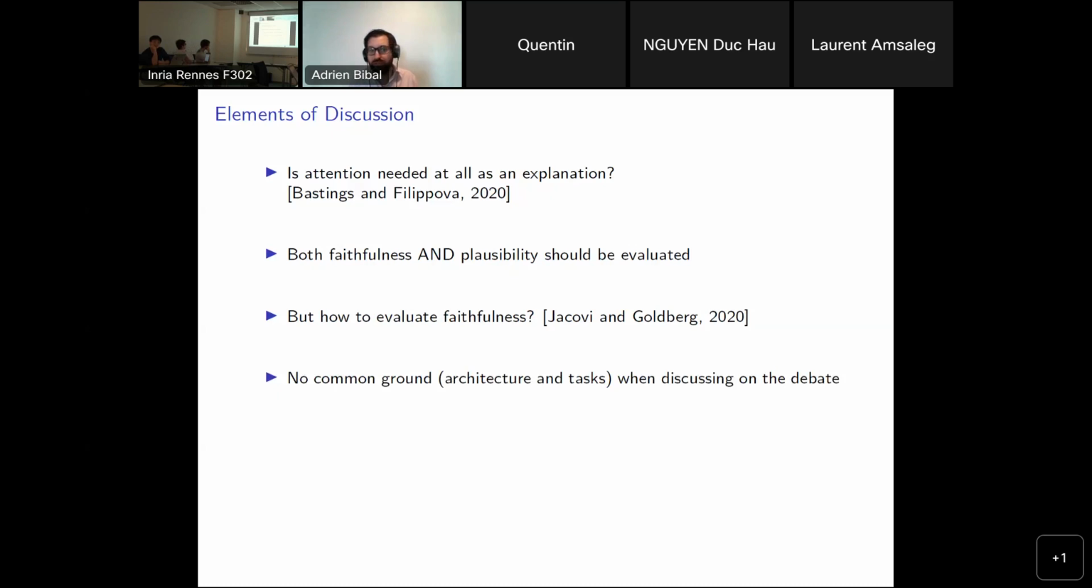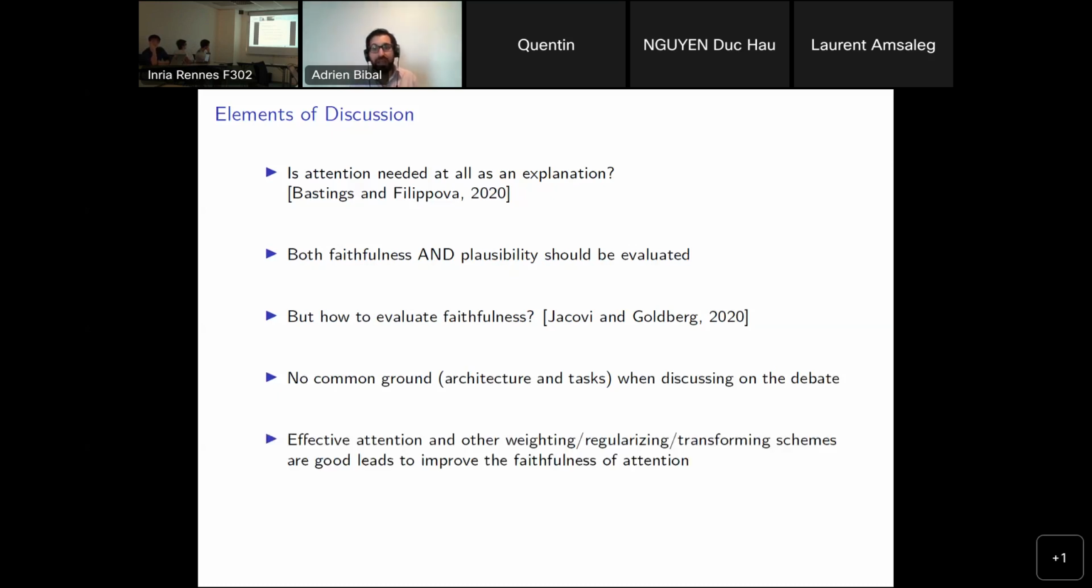We have seen in the literature that there is no common ground when discussing the debate, so the architectures are always different, the tasks that are used to evaluate are always different, and we have seen that there are interesting leads to obtain faithful attention, like effective attention, weighting, transforming schemes and stuff like that to obtain more faithful attention. And you can also supervise the attention to improve the plausibility. So you have leads to improve the explanatory power of attention.